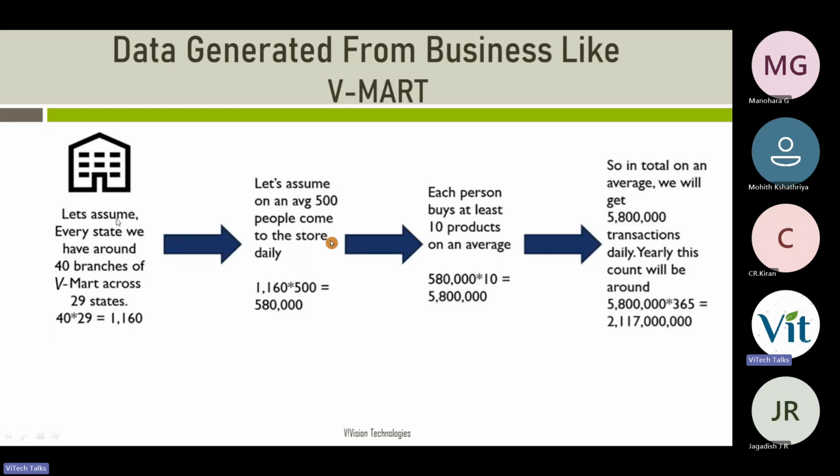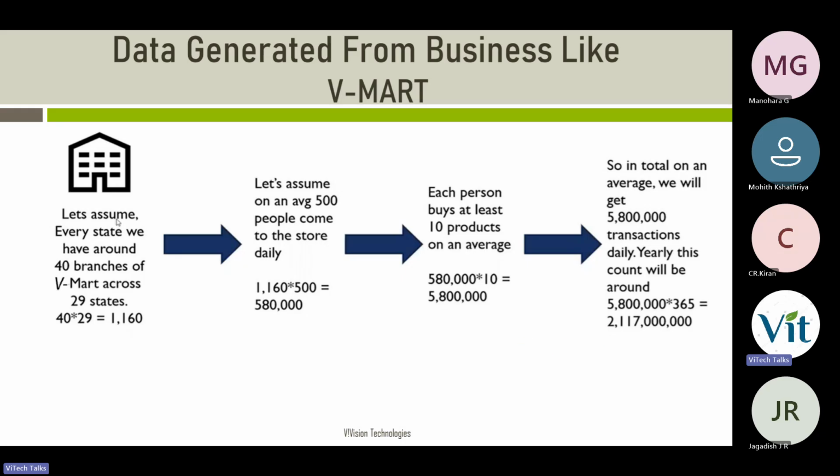Let's assume that on an average 500 people are coming into the store on a daily basis. So how many transactions will happen? 5 lakhs 80,000. Then if each person buys at least 10 products on an average, it would be around 58 lakhs. Then how many transactions on a yearly basis? It's like 2 crore records are going to be stored in their system.